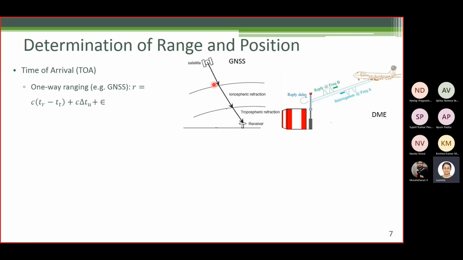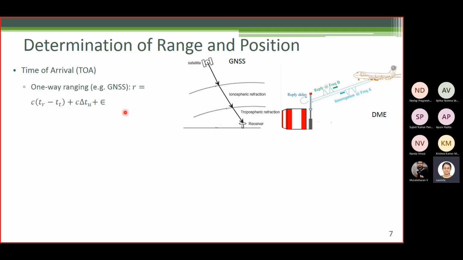Although the speed is not the same as the speed of light in a vacuum when it travels through the atmosphere. So it has to pass through the atmosphere to reach the receiver. Then the signal propagation speed changes. So that introduces some additional error time. Now, if we subtract the time of transmission from the time of reception and multiply that by the speed of light, we get the range, correct?